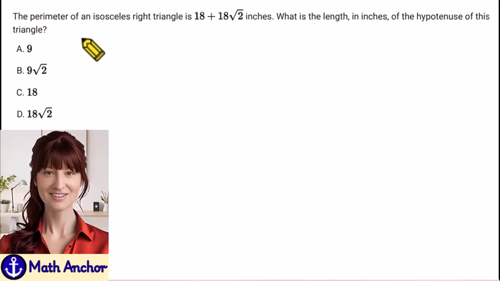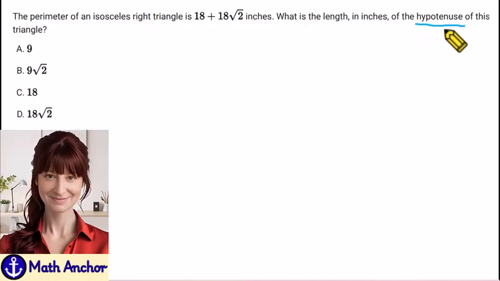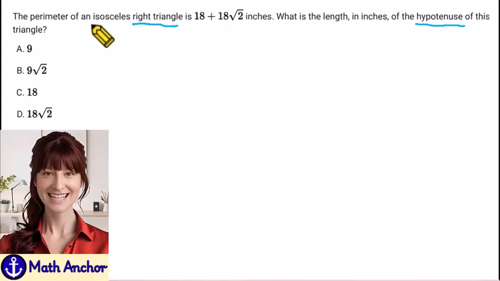The perimeter of an isosceles right triangle is 18 plus 18 square root 2 inches. What is the length in inches of the hypotenuse of this triangle? So we are dealing with a triangle that is both right and isosceles. So let's go ahead and draw a triangle that looks like that.